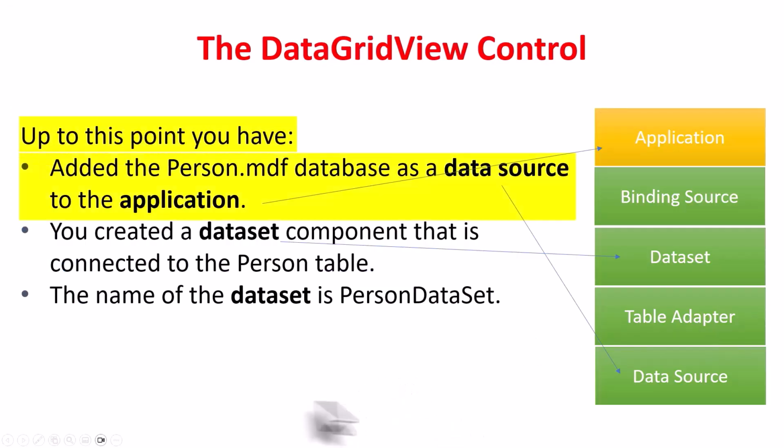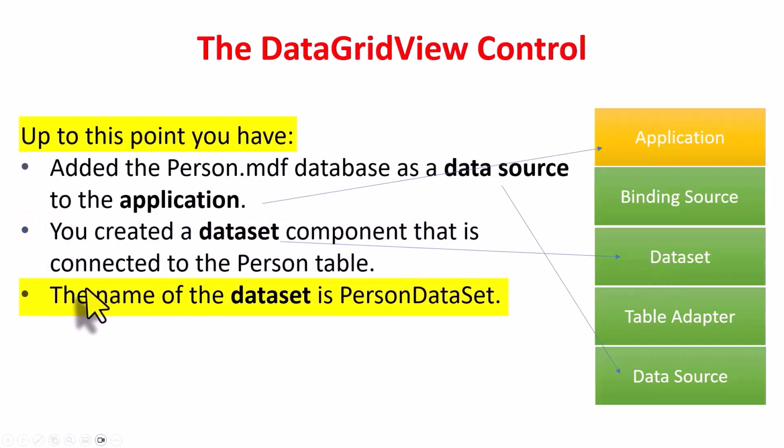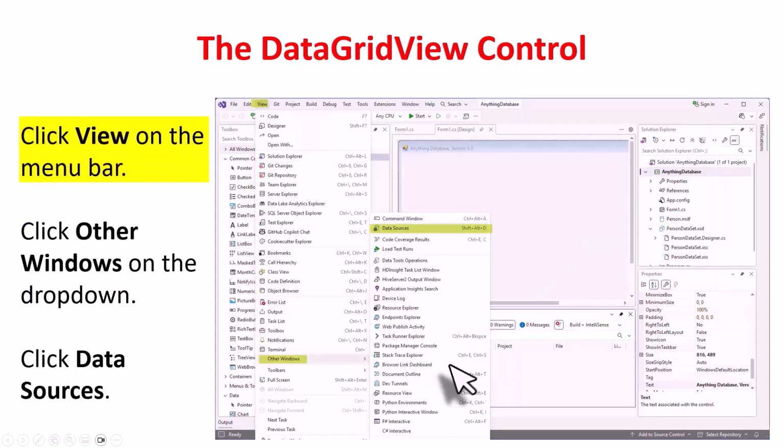So up to this point, we've added the person MDF database as a data source to the application. So we use that application piece. We create a data set component that is connected to the person table. There's our data set component. Now remember, that's the array that's in memory that can pull that data. The name of the data set is person data set. That's what we're actually looking at. So our data source is sitting down here. When we pull things from it, it's going to go into a data set, and our application will be able to have access to it all.